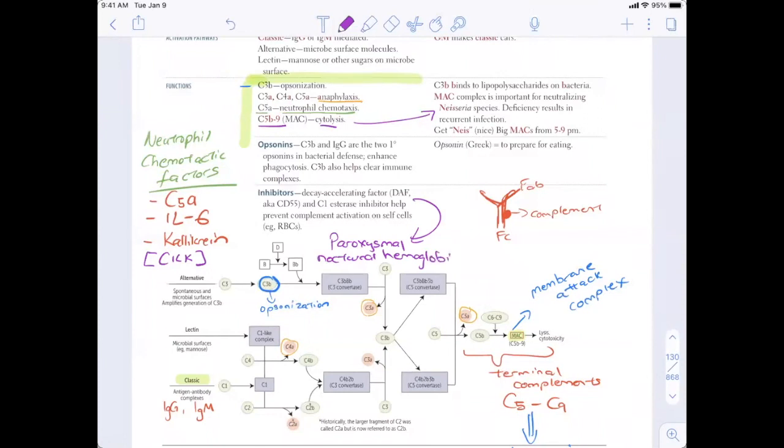Okay, also called your PNH. The PNH is pretty much complement-mediated red blood cell damage because of the deficiency of your complement inhibitors. Okay, all right, so that's where we'll stop for today.